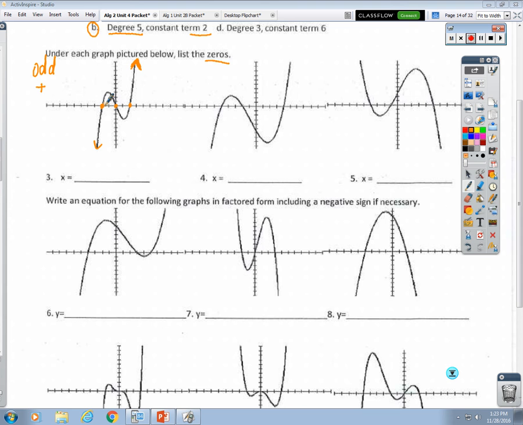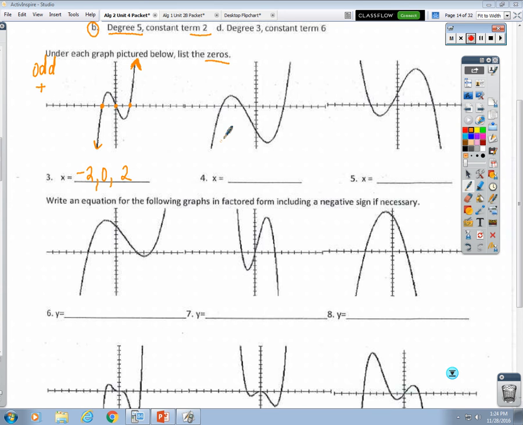Where does it cross? Right here. So the first 0 is at -2. Where does it cross next? 0. There is a 0 at 0. And where does it cross the third time? +2. Okay, go ahead and try 4 and 5 before I do them for you.